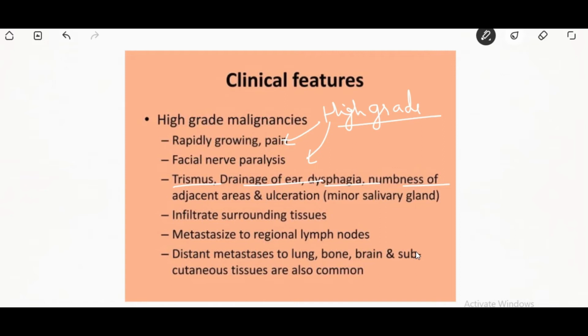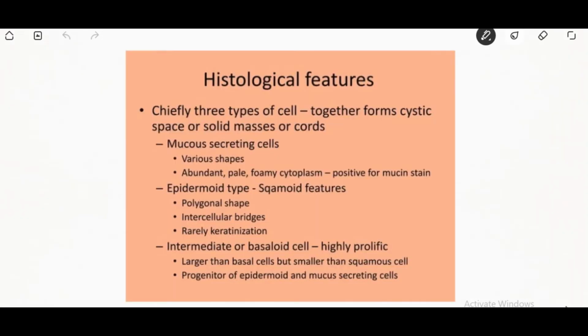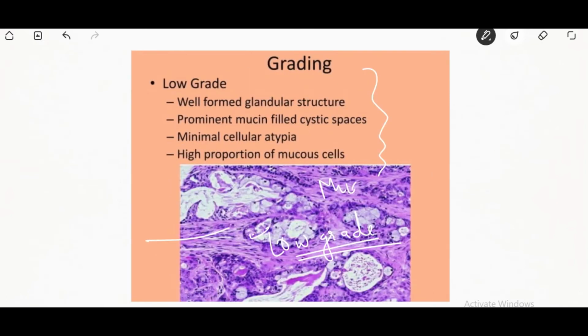Now, what are the histological features? Three types of histological appearance could be seen. That could be mucus secreting cells, epidermoid type, or intermediate type. Based on the grading, they can be classified into low grade, intermediate grade, or high grade.